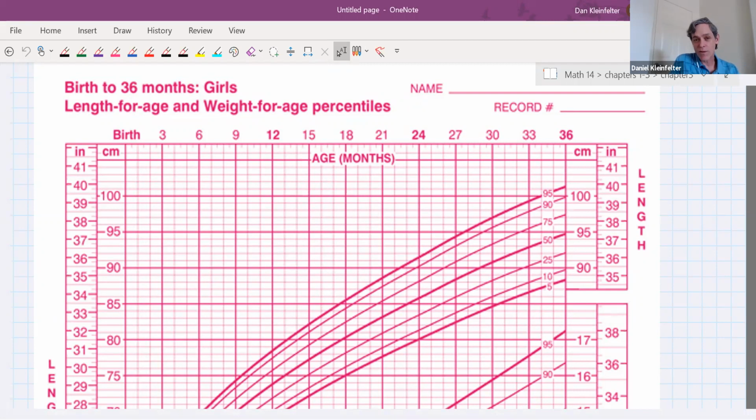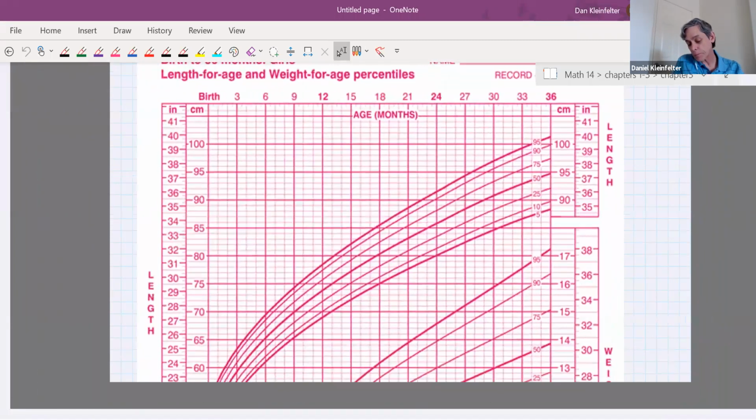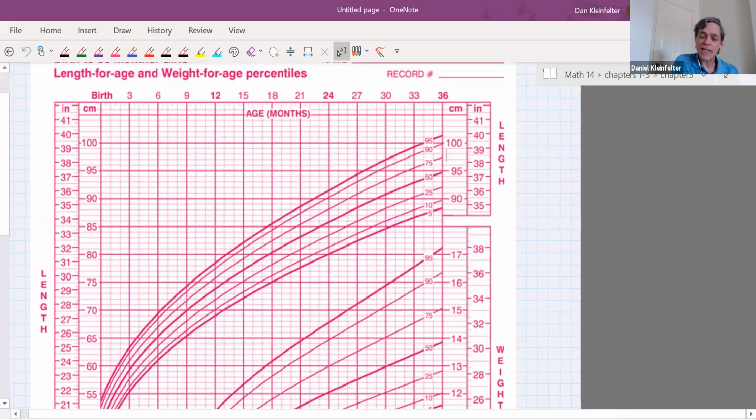There's one for boys and one for girls, and it measures the height and weight as functions of time from birth to 36 months. I want to show you how to read the chart because it's interesting in and of itself, and it is an example of the use of percentiles.